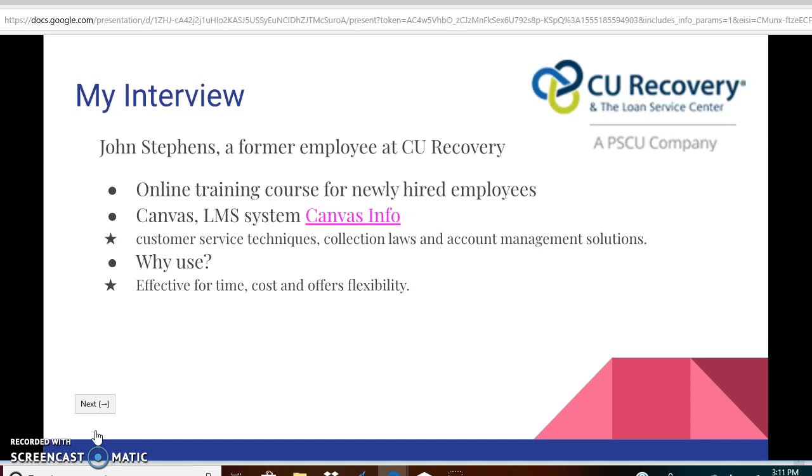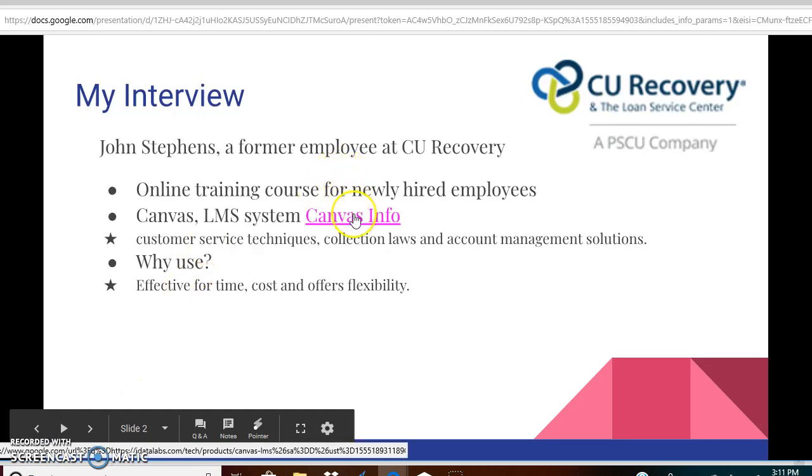What they ended up using was something called Canvas, which he says was really effective and simple and was great for utilizing their goals. The online training was a supplemental resource for the in-person training that the company offered. So using Canvas, John and his colleague were able to go over customer service techniques, collection laws, and account management solutions. The company operates with most employees needing to achieve a monthly goal for the amount of accounts they resolved. And the basic expectations were also laid out for all of the new employees to learn.